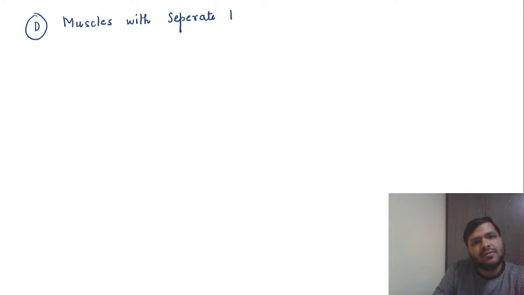Write down the D part, that is the last part: muscles with separate head of origin.